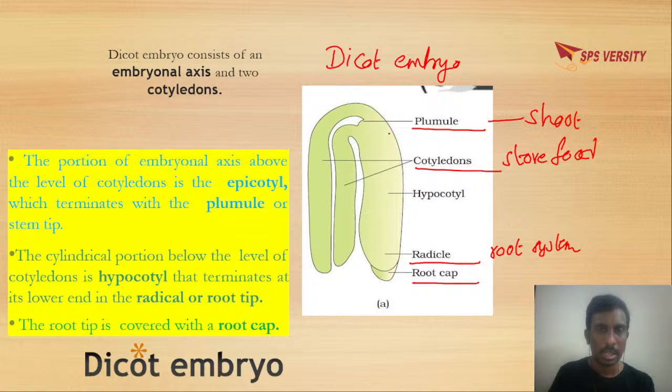The part which is present below the cotyledons is called the hypocotyl. So a dicot embryo has these parts: plumule, radicle, cotyledons, hypocotyl, root cap. These all are present.